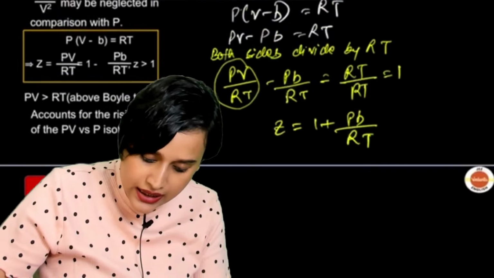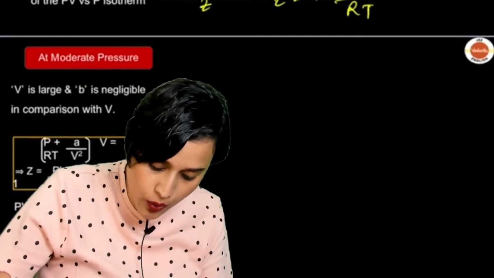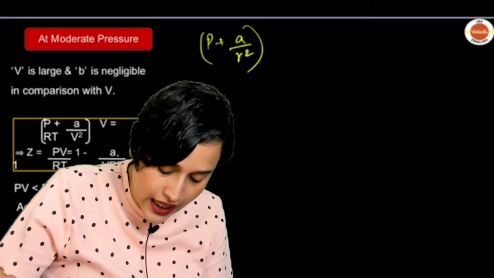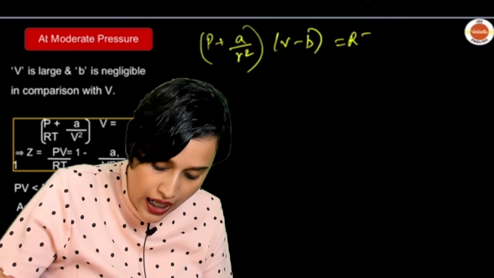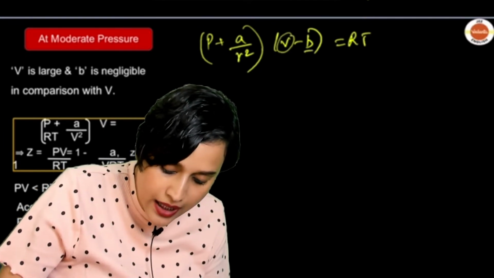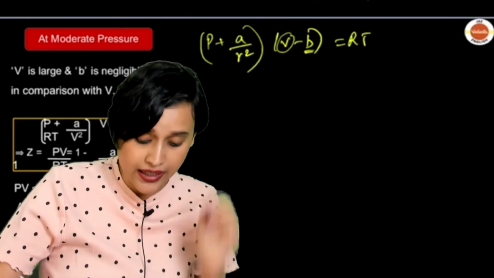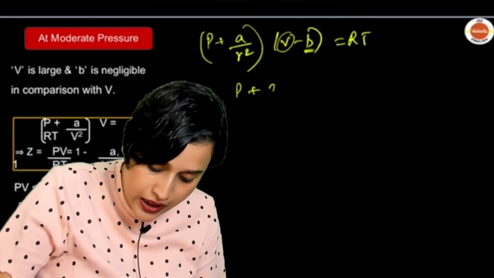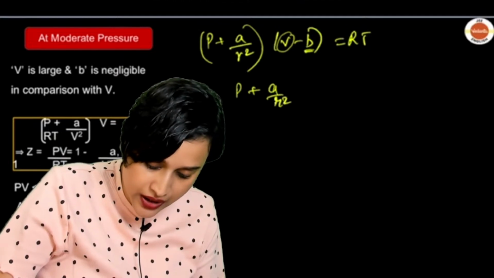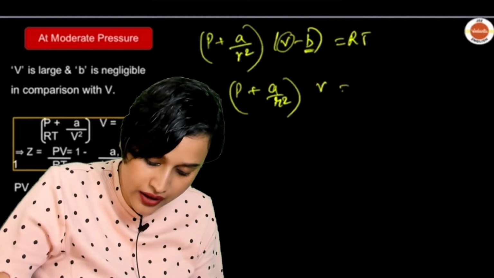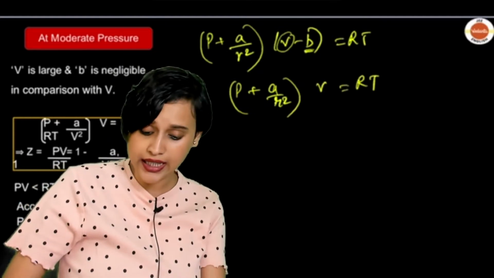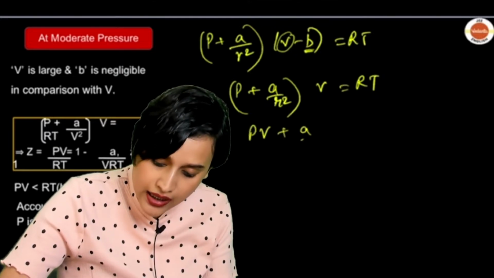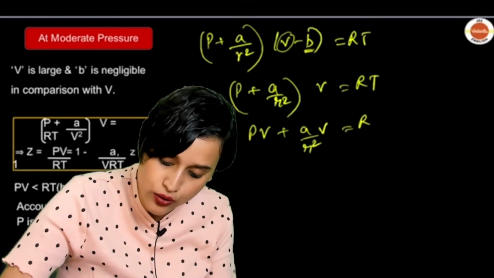So once again, writing this formula, everybody, what was my formula? The formula was P plus A by V square, and then V minus B is equal to RT. I'm saying my V is so large that B becomes negligible. If that is the case, you will get P plus A by V square, and let's just write V is equal to RT. That means it will become PV plus A by V is equal to RT.